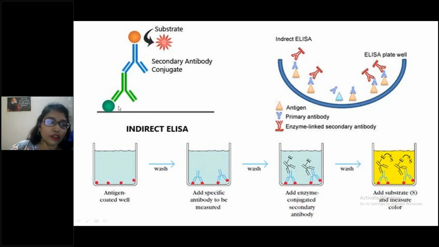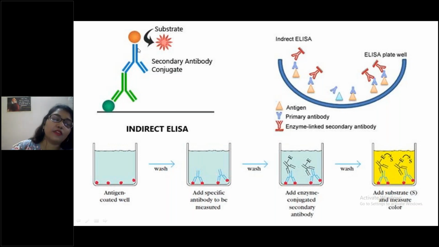So whatever we want to detect, that is the antibody. Here you can see that in green. So that is there in the patient's serum. So what we do is we coat the wells with the particular antigen against that particular antibody. And once we coat it, once we put the patient's serum, naturally the patient's antibodies will come and bind to that particular antigen.